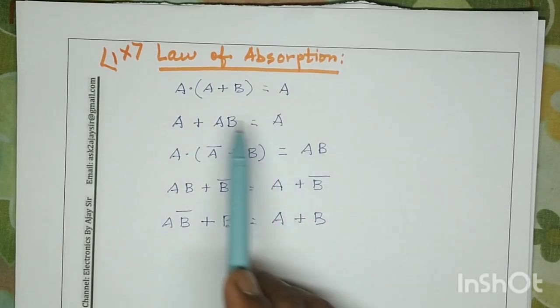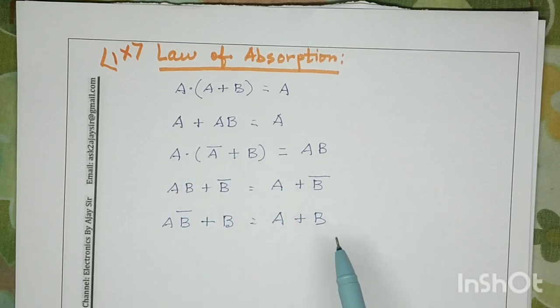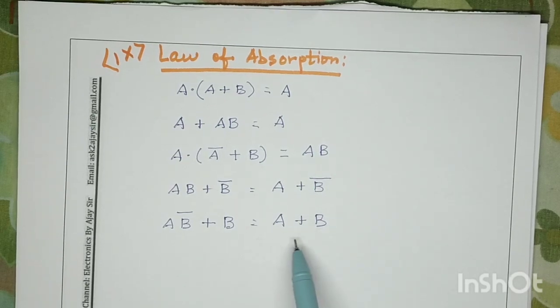Next law is the law of absorption. In law of absorption we have these 5 laws. So this is an assignment to all of you, that try to do the circuit level implementation of all these Boolean expressions.